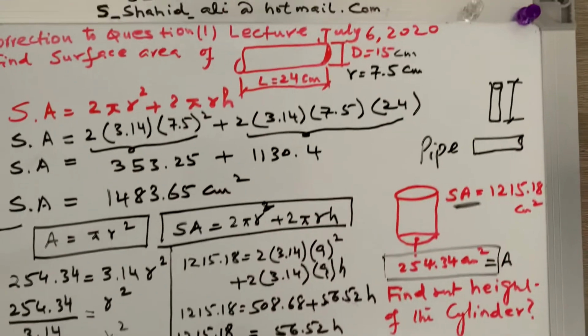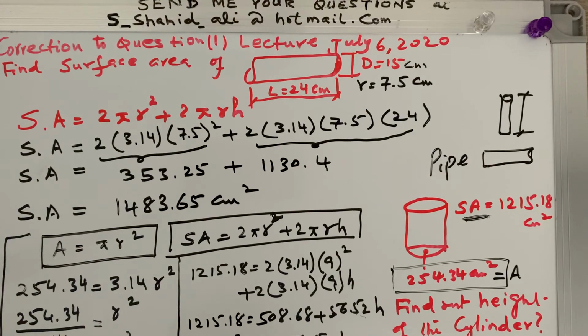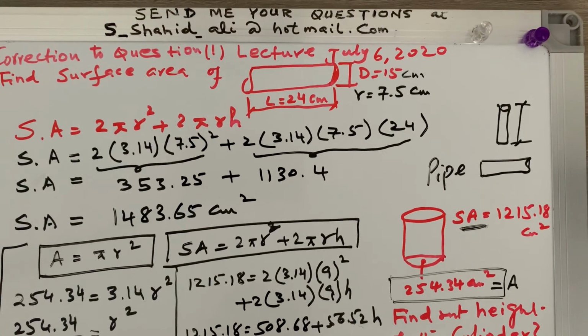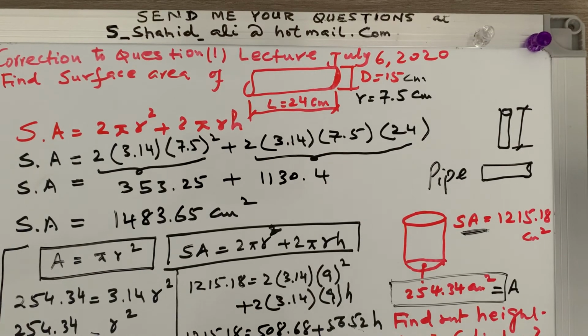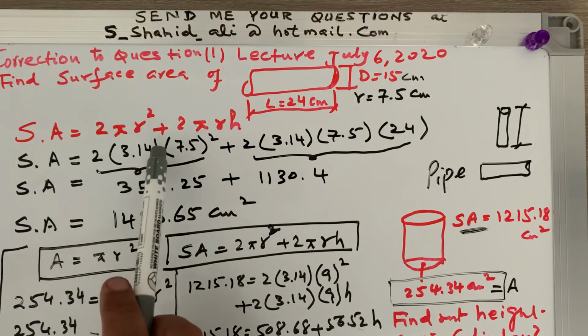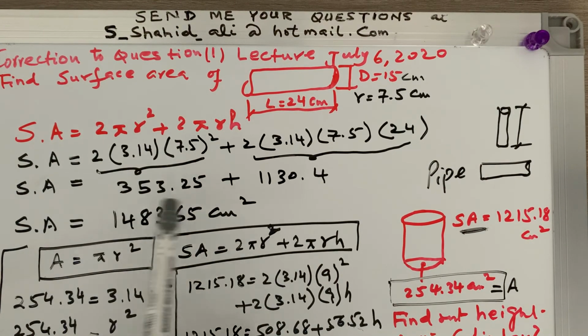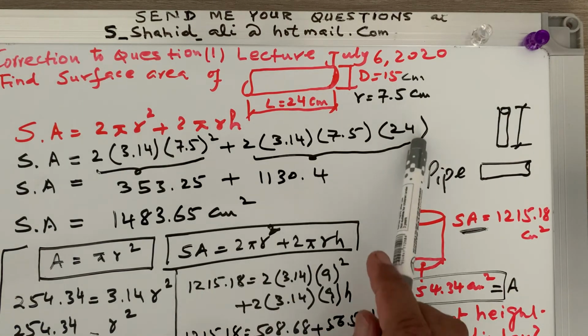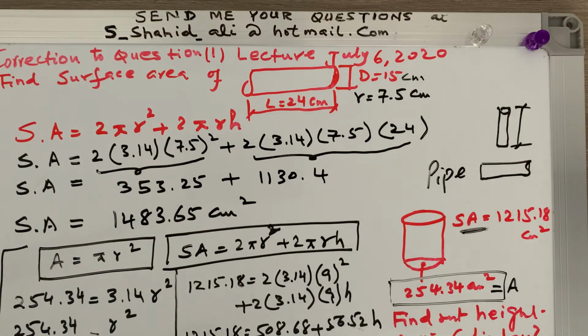I hope you understand this thoroughly, and I will revise it one more time. I must say that you must make a correction to my previous video, where I unfortunately made a wrong calculation for surface area and forgot to multiply by 2. So when you multiply 2 pi r square plus 2 pi r h, you will get 353, and when you multiply all this, you will get 1130. Therefore your surface area is 1483.65 centimeters square.